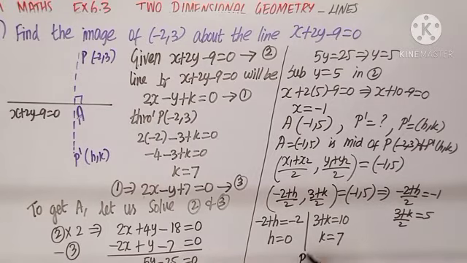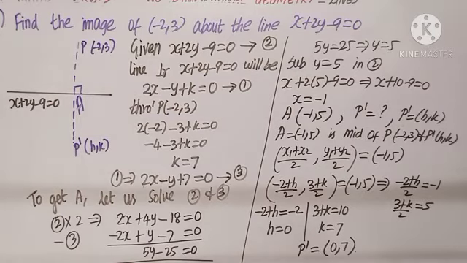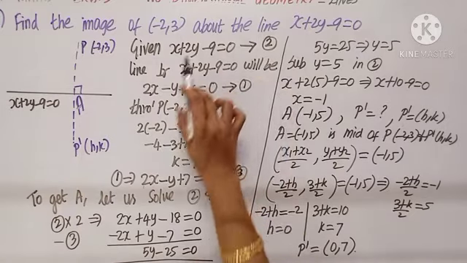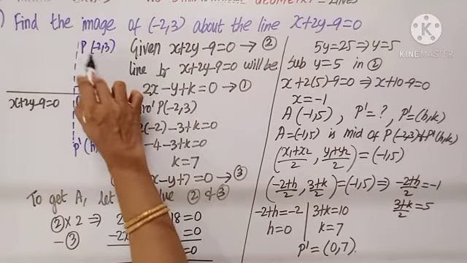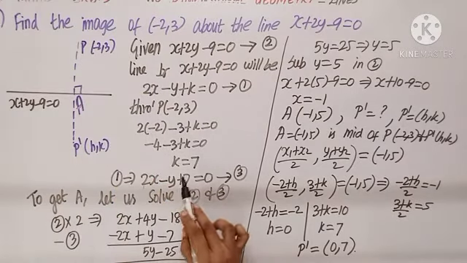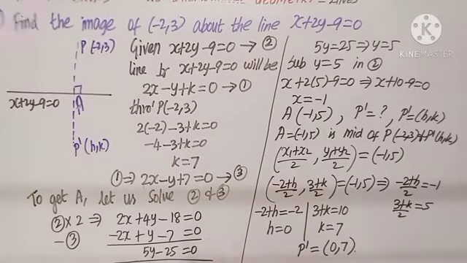So what is P dash? P dash is (0, 7), and so we have found out the image of the given point about the line. What is the procedure? For the given line, write the perpendicular line passing through the given point. Find out the perpendicular line and solve it with the given line.